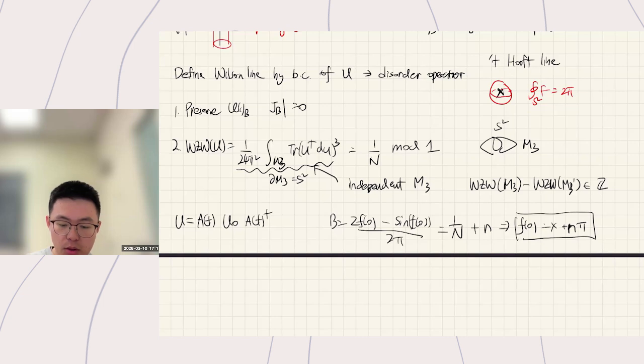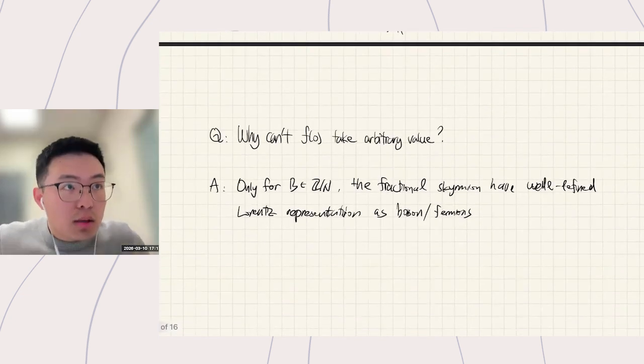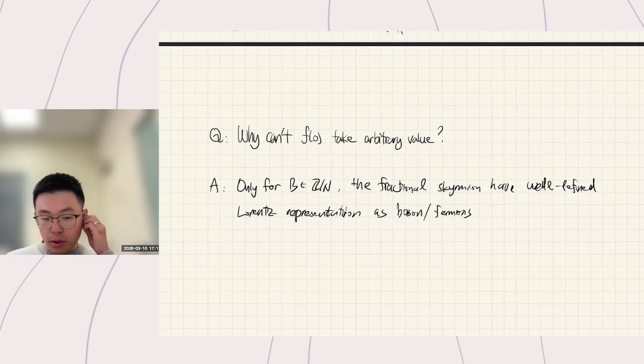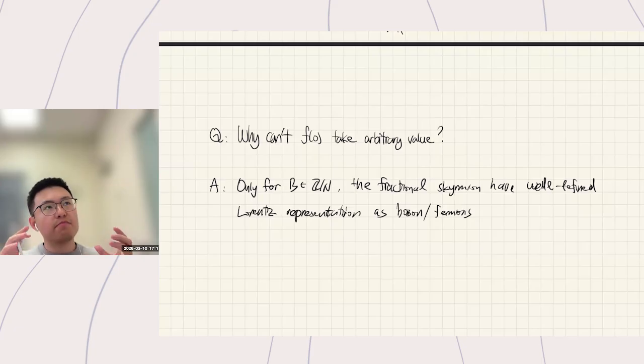Good. So now I come to a very important point that was raised before. Why is this f0 taking very particular values? Why can't f0 take arbitrary values? The answer to this question, as already anticipated, is that this is tied with the fact that the Wess-Zumino terms make these fractional skyrmions into fermions if this baryon number is given by 1 over n.